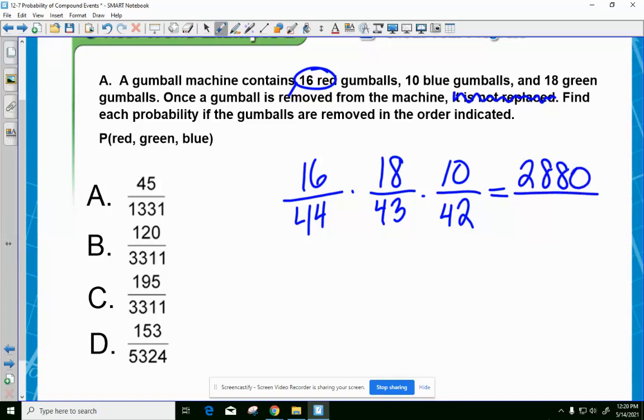Okay. So there's my numerator, right? 16, 18, and 10. And then 44, 43, and 42. Wow, that's big. 79,464. Okay. So first and foremost, I don't see that answer over here. So I either got to try to reduce.